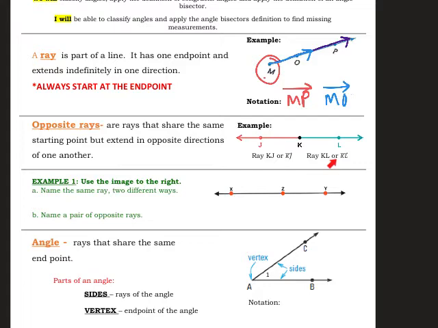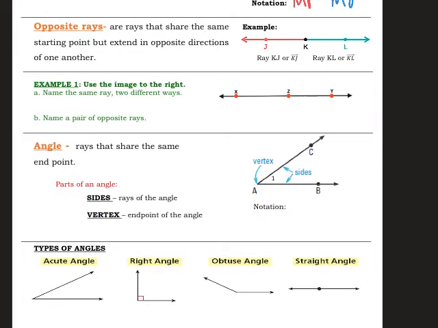Okay, so here we're going to name the same ray two different ways. So let's go with X. If I started X, I can call the ray X to Z, what else? X to Y. All right, so X to Z, X to Y, and that little arrow is going over the direction that it's going, right? We're starting at X, going towards Z.